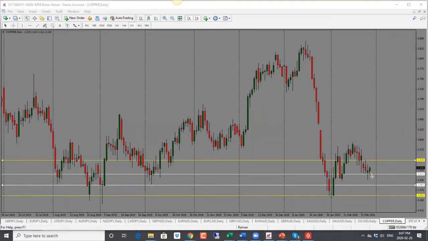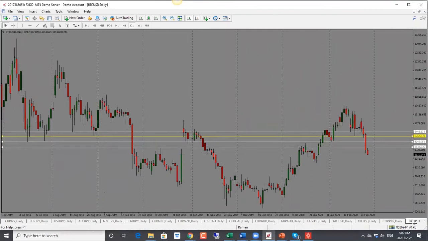So bias here is neutral for copper, but if it drops through this level, then of course we do have the lower levels. There is plenty of room to the downside here, but like I said, it's just holding above this 2.51 level. So keep an eye on that level. Bias is neutral for copper.